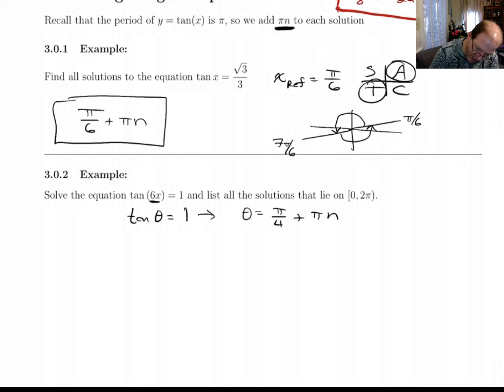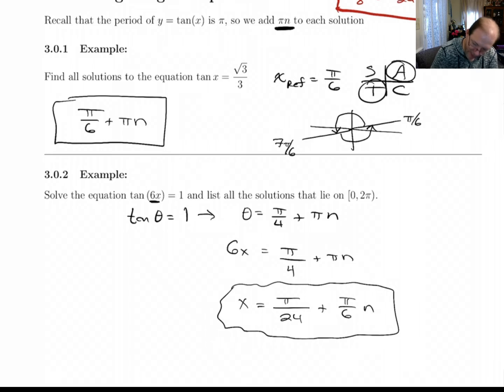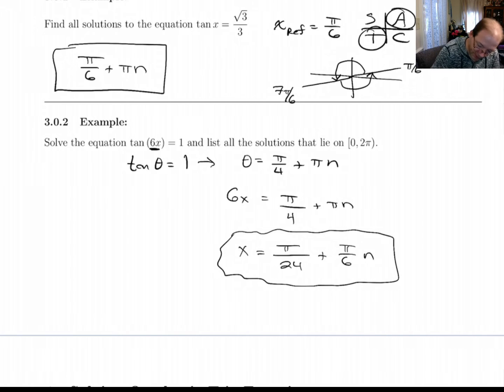But we need to replace the theta back with 6x. We get 6x equals pi over 4 plus pi n. And if you divide all this by 6, for some reason I wrote a pi there instead of a 4. Let me fix that. So divide everything by 6, you get x is equal to pi over 24 plus pi over 6 times n. So that's my general solution. But we want to list all the ones that lie between 0 and 2 pi.